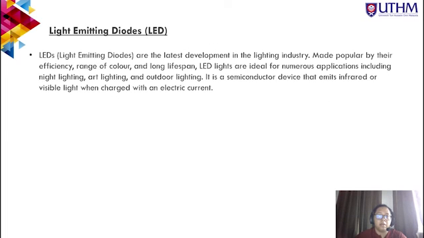Next is the light emitting diode, which is LED. LEDs are the latest development in the lighting industry, made popular by their efficiency, range of color, and long lifespan. LED lights are ideal for numerous applications, including night lighting, art lighting, and outdoor lighting. It is a semiconductor device that emits infrared or visible light when charged with an electric current.